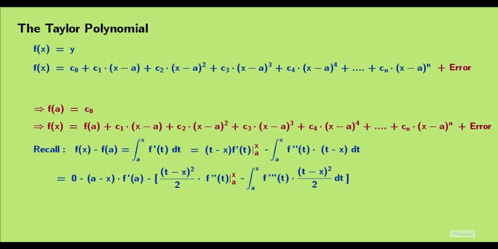Simplifying this expression, the first non-zero term is f prime of a times the quantity x minus a. This expression is 0 when t is replaced by x, and so we don't write anything for it. And then we subtract the quantity when t is replaced by a, giving us f double prime of a times x minus a quantity squared all over 2 after switching all the signs.